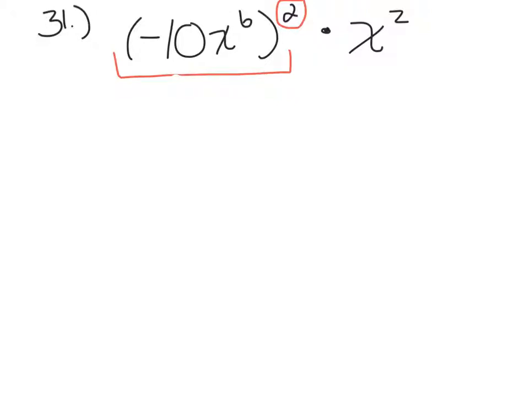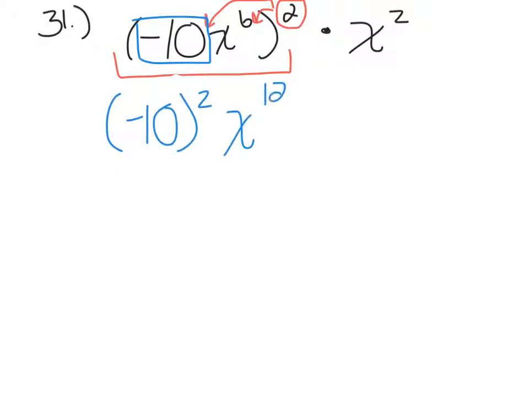The power of 2 to the negative 10 and to the x to the 6th. Now, be very careful here because it's negative 10 that's getting the power of 2. So I end up with negative 10 squared times x to the 12th. Anytime you have a power to a power, you multiply the two exponents. And that's all times x squared.